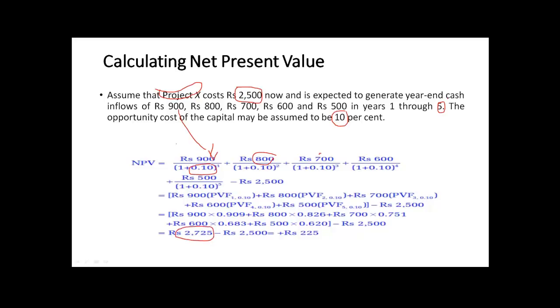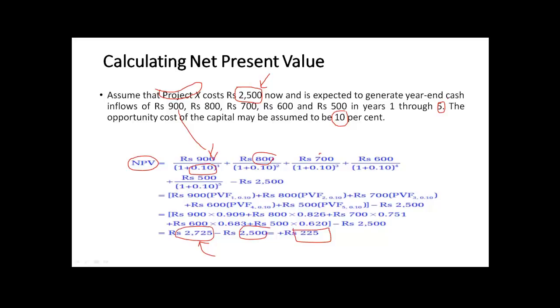whatever amount you're getting is this amount, 2725. Now originally you have invested rupees 2500, and after discounting you're getting the amount as 2725. So now you'll find the net present value. Net present value is nothing but the difference between the amount that I have invested and the amount I am getting. So that difference gives me rupees 225.